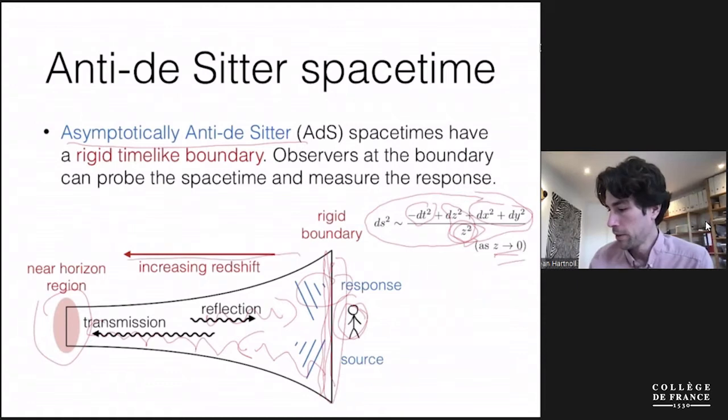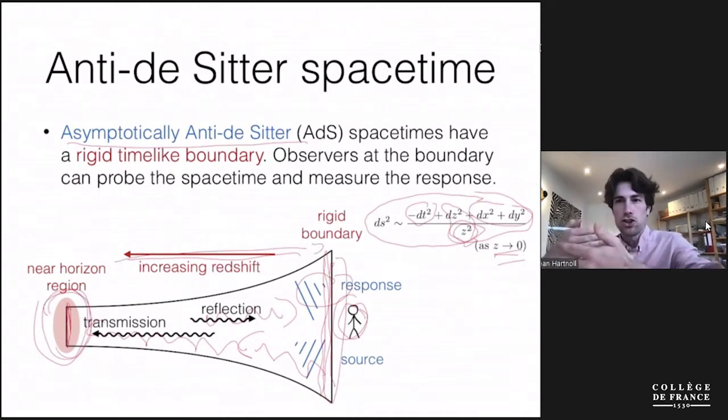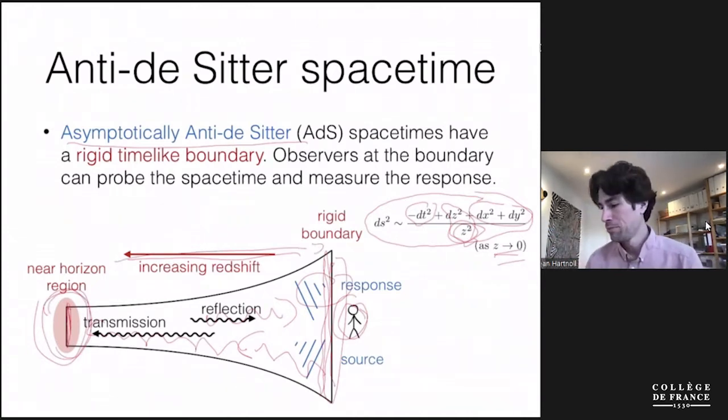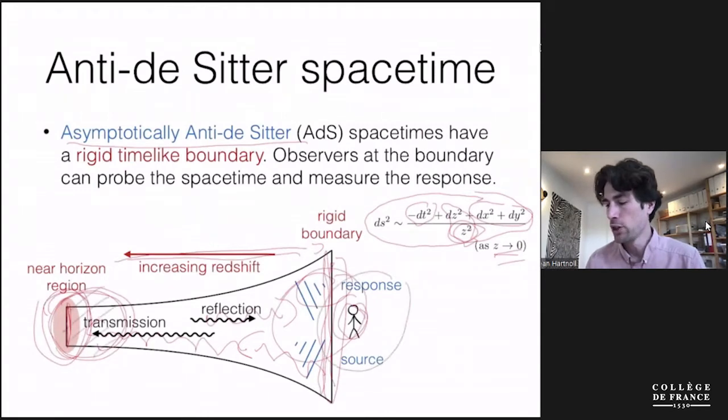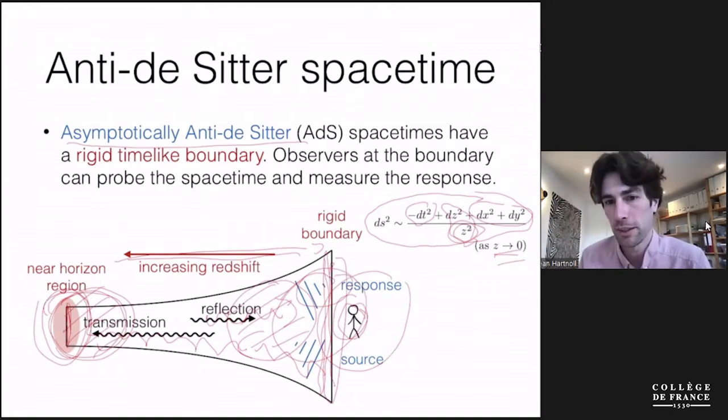So the redshift would be infinite coming from the horizon and 0 at the boundary. And so what AdS does is it geometrizes the energy scale. Processes that happen here are very redshifted compared to the boundary. And so for the boundary observer, things that happen here are low energy processes, whilst things that occur near the boundary are high energy processes because they're less redshifted relative to an observer at infinity.